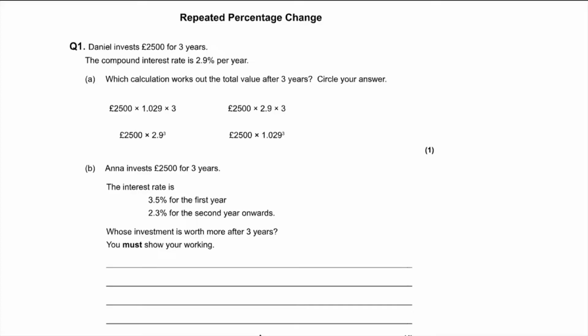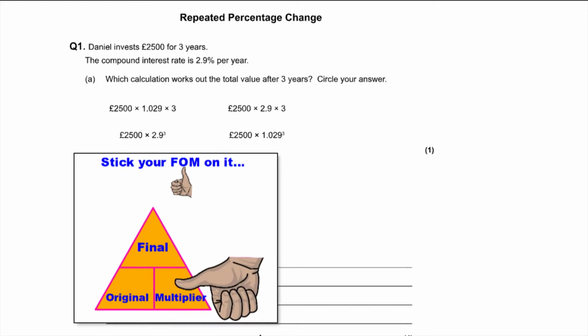If you've ever seen any of my videos before, you know that I use like a little triangle for percentage questions. Put your thumb on it, final, original, multiplier, and I just use an extension of that when I work out repeated percentage change. So using that triangle, final, original, multiplier, then if you have a look at this, what have I got? Final, original, multiplier, which is which?